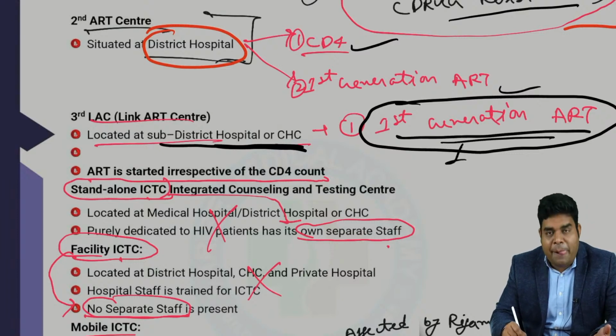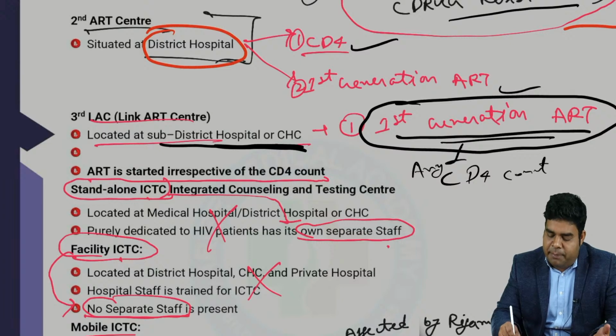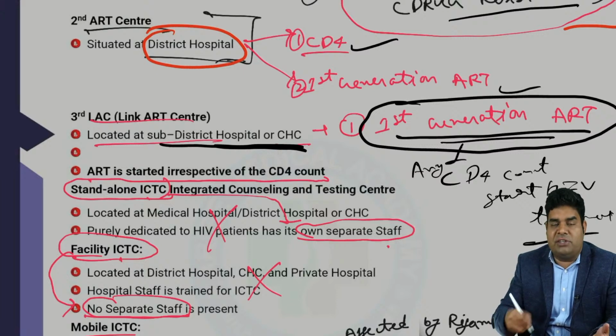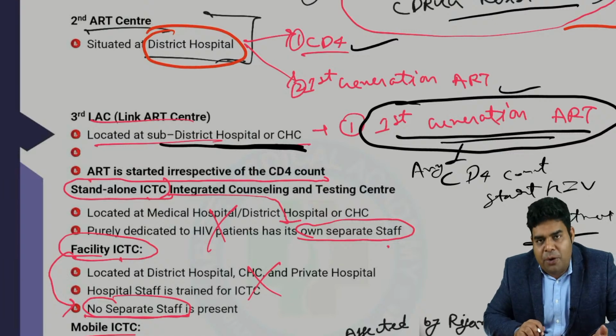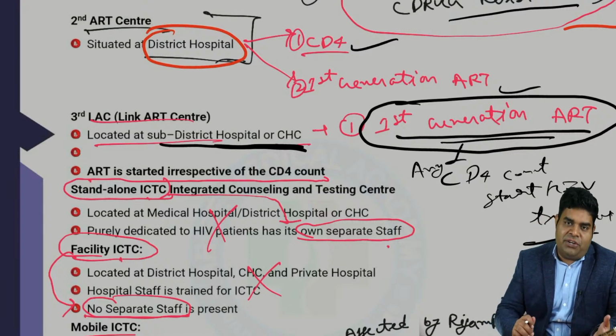And anyway, at what CD4 count do we start treatment for HIV? At any CD4 count, start HIV treatment if the patient comes positive. So anyway, CD4 count is not needed anymore for starting treatment. Therefore, what is the last thing we are giving at Link ART center? Only one thing, first generation ART.